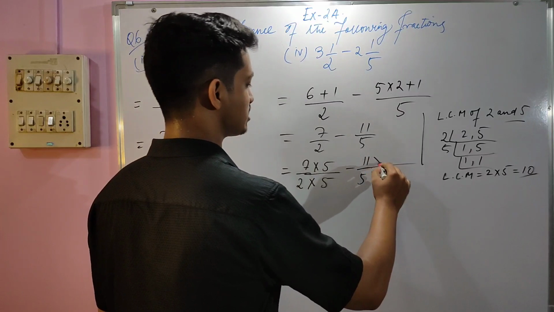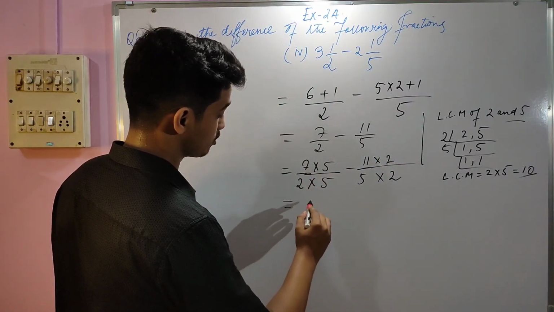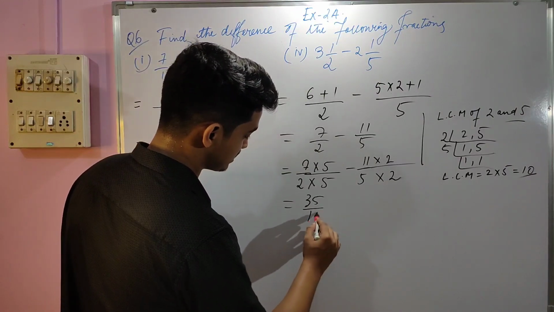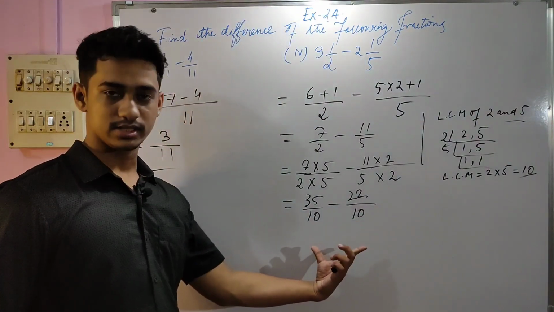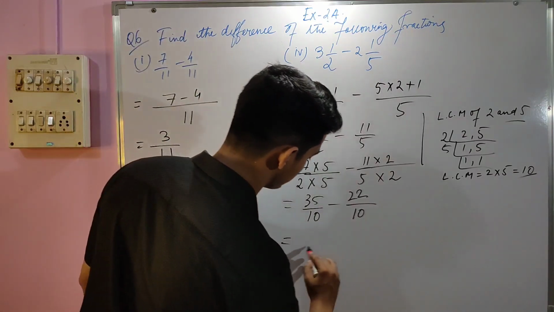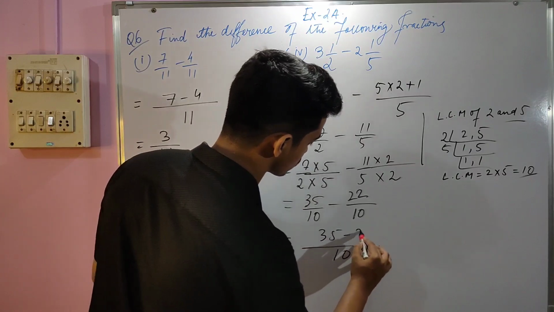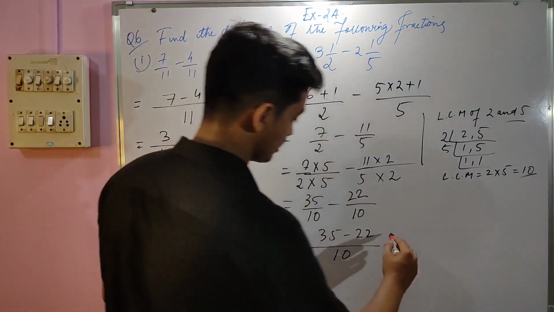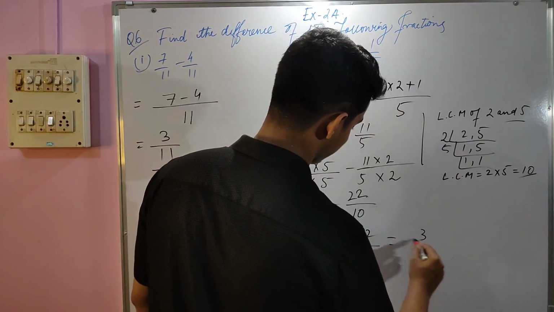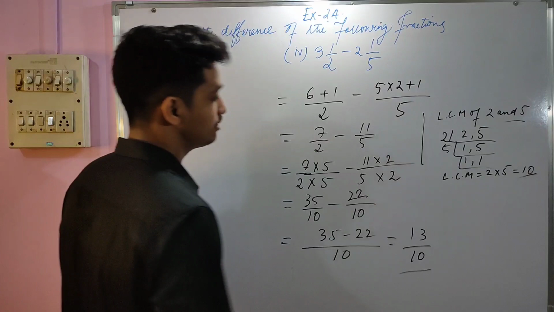So we have to multiply this 2 with the numerator as well, right? So 7 into 5 is 35 by 10 minus 22 by 10. Now the fractions are like fractions, so easily we can calculate the answer. So 35 minus 22, what is the net result? Easily we can find it. That is 5 minus 2 is 3 and 3 minus 2 is 1. So 13 by 10 is the required answer.